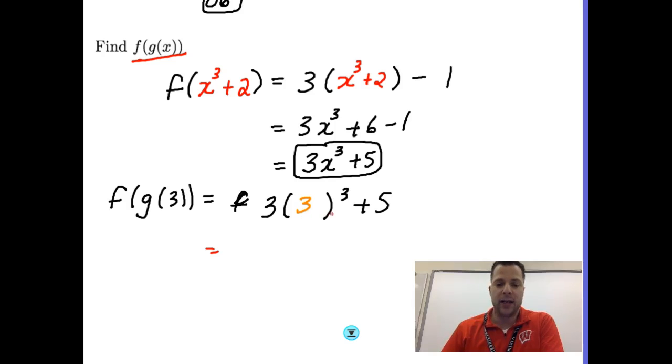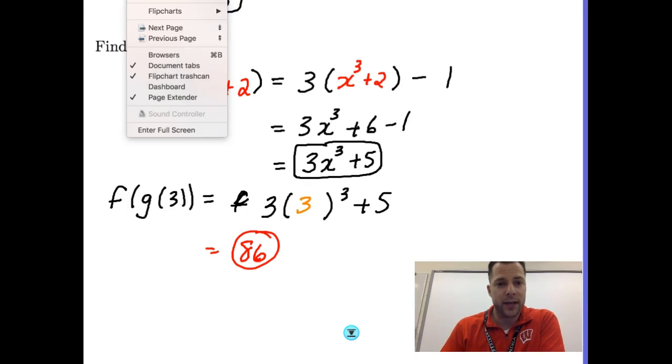When you evaluate that, you get 3 cubed, which is 27, times 3, 81, plus 5 is 86. There you go. Okay, let's look at one more example. I'm going to do a quick pause when we get to this next page, see if you want to try it on your own.